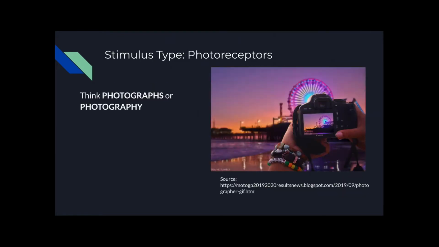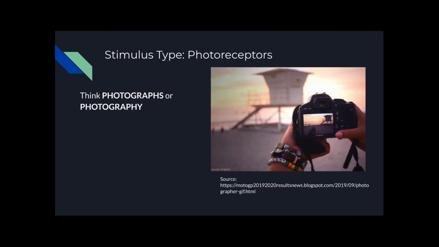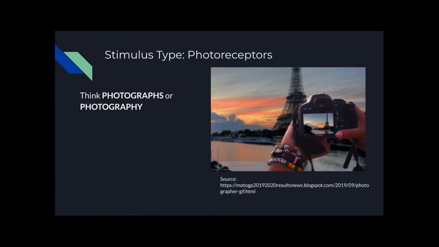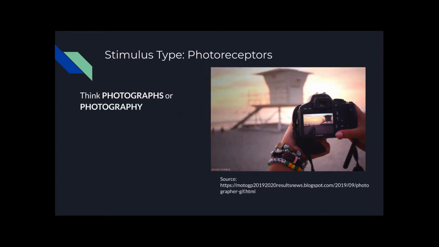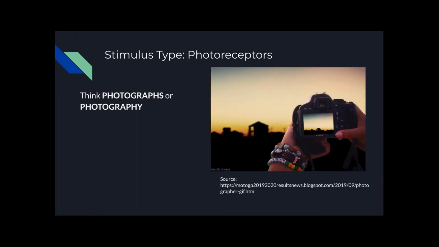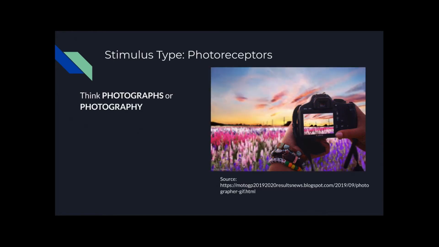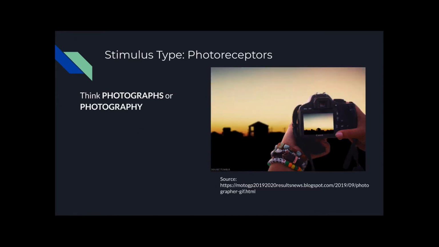Next, we have our photoreceptors. These are the receptors that are responsible for sensing changes in light energy. And because of that, I think of photographs or photography. So regarding photography, whenever you're trying to capture an image as clearly as possible, we usually use flash. And that bright camera flash is bright enough to trigger our photoreceptors. Because of that, I associate my photoreceptors with photography.